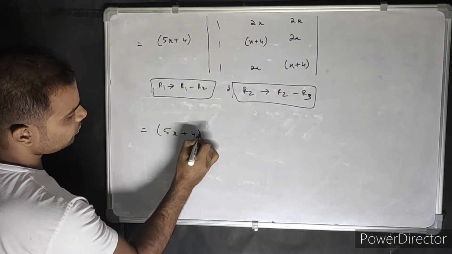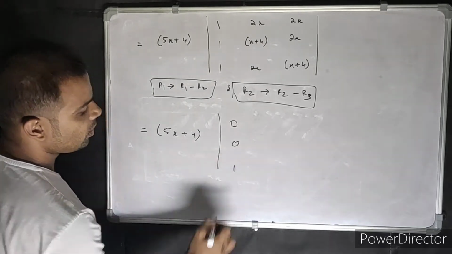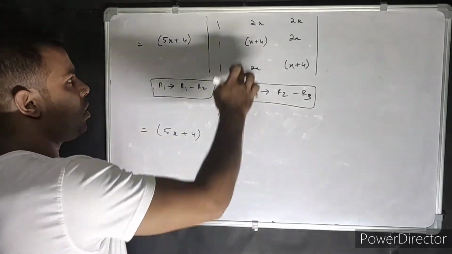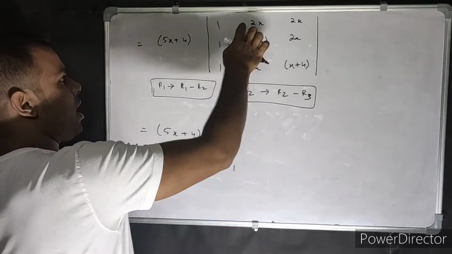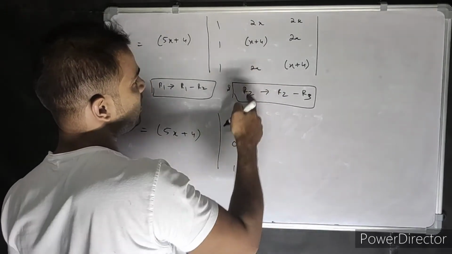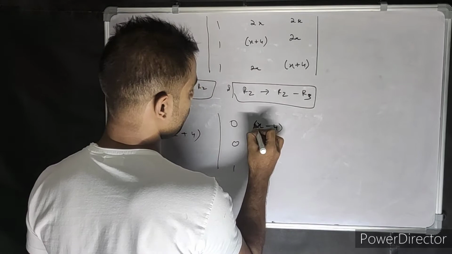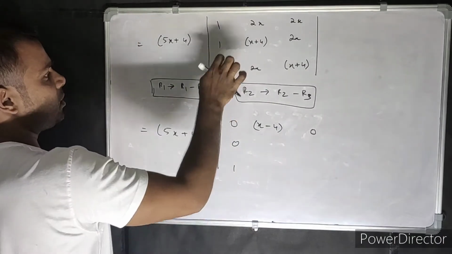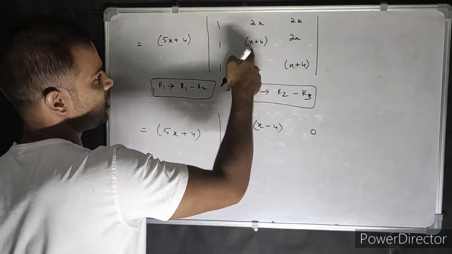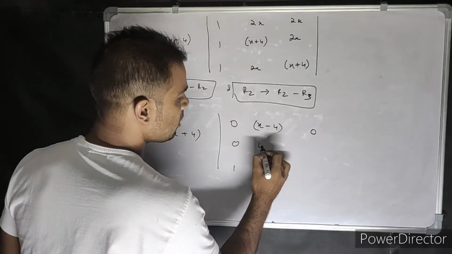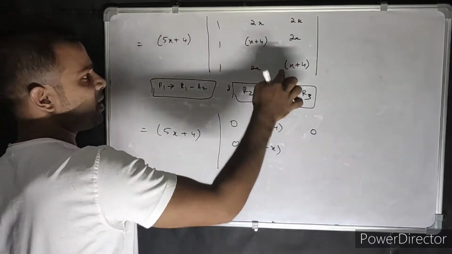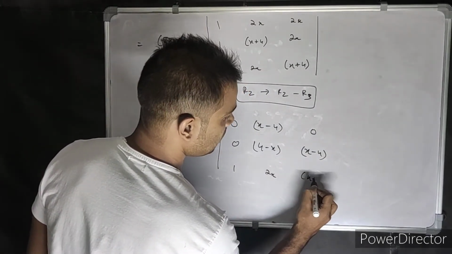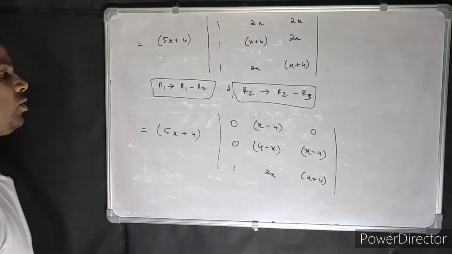So that is 5x plus 4. Don't forget to write that. I keep forgetting, but if you forget, write over there. 0 0. Now R1 minus R2. So R1 is this and this is R2. So 2x minus x minus 4, so that is x minus 4 over here. Now this minus this is 0. Then this minus this is 0. This minus this is x plus 4 minus 2x, 4 minus x. This minus this is again x minus 4. Now this is 2x and this is x plus 4. Rest is all just copied.